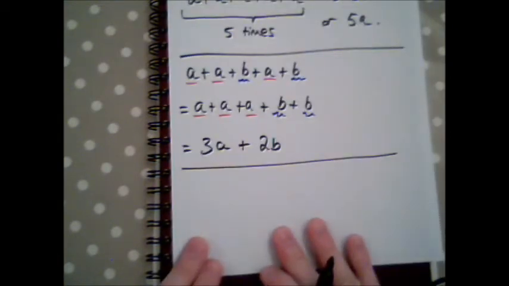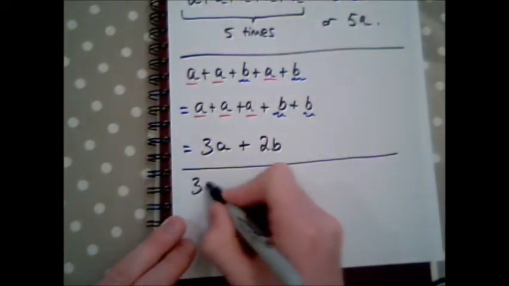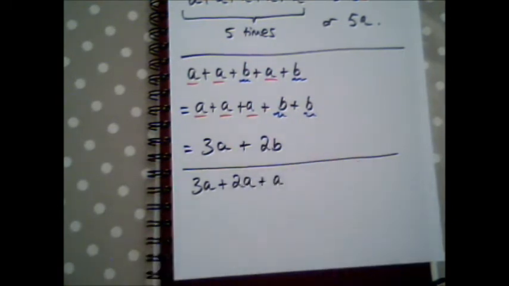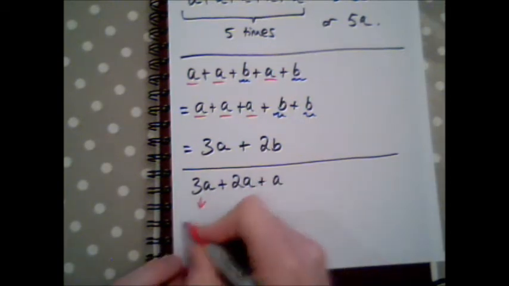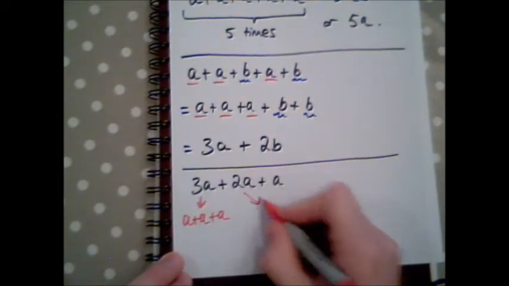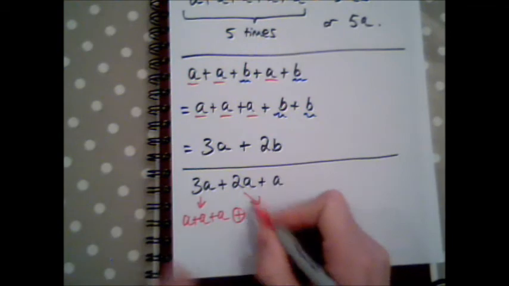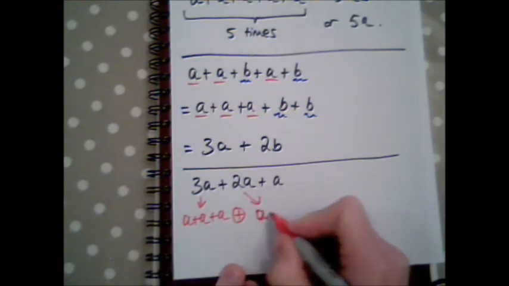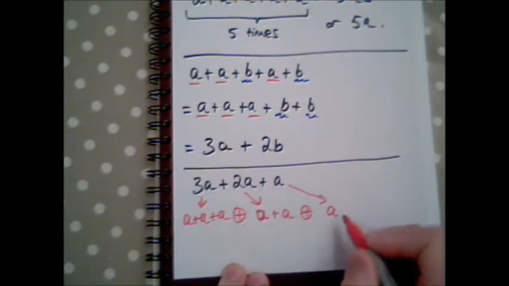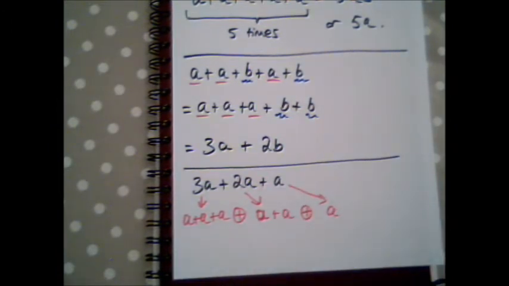Similarly, suppose we had 3A plus 2A plus A, and we want to know how many A's there are. Well, if you're having trouble with it, just think of this as A plus A plus A. There's 3 A's there. 2 A's is A plus A, and that's just 1A. Okay, A is just 1A.